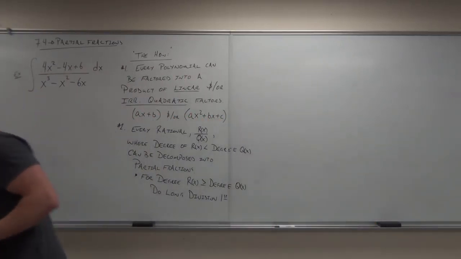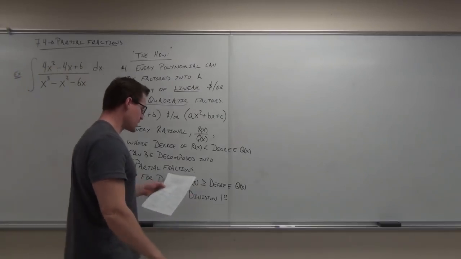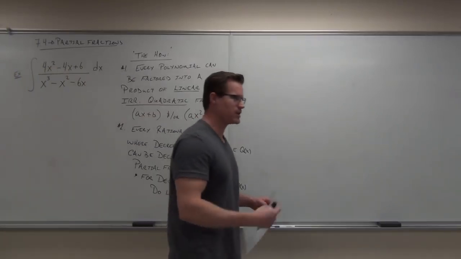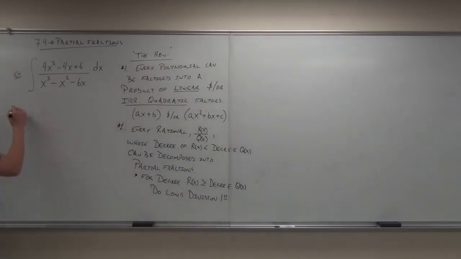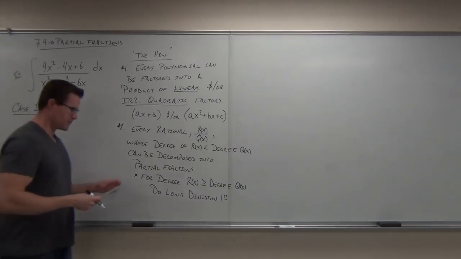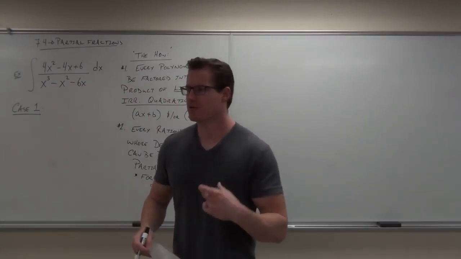There are several cases that we're going to discover happen with these type of fractions. The first case is by far the easiest case, and we'll talk about the easiest one first, and we'll gradually make it a little bit more difficult and see what happens here. So here's case 1. Case 1 is where we have distinct linear factors.